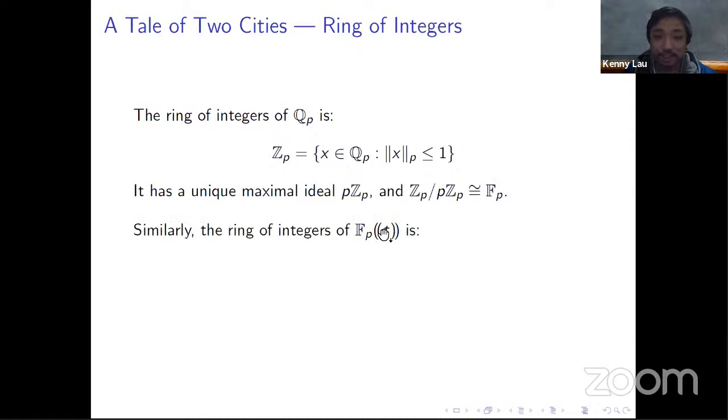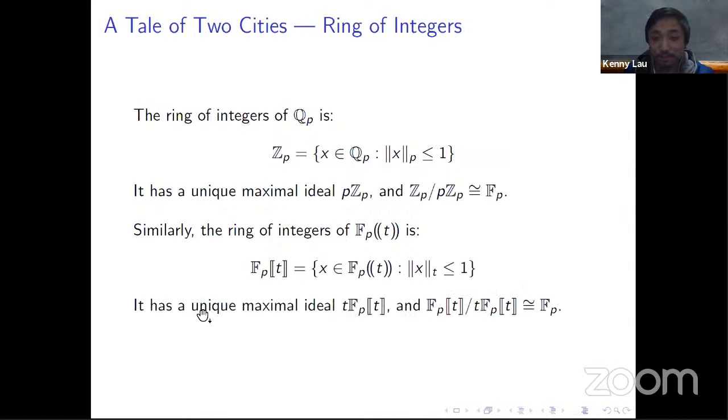Similarly, we can take the Laurent series over F_p. This has characteristic p, and the ring of integers will be the power series. It also has a unique maximal ideal generated by t, and the residue field is once again F_p. So this is the first hint that these two worlds, one with characteristic 0 and one with characteristic p, are related in some sense.